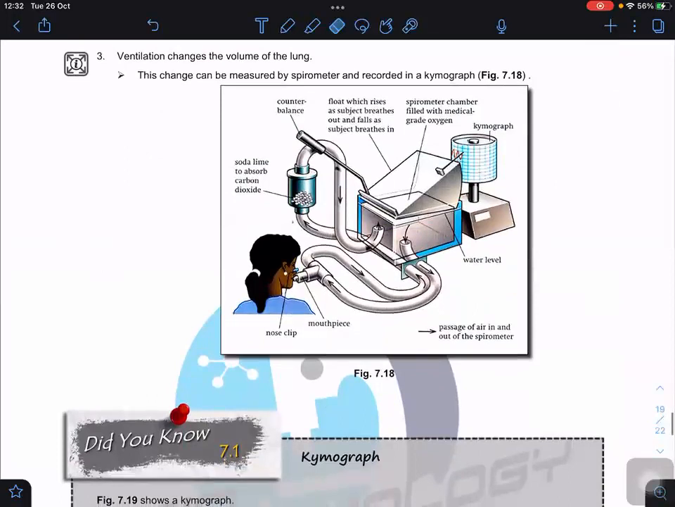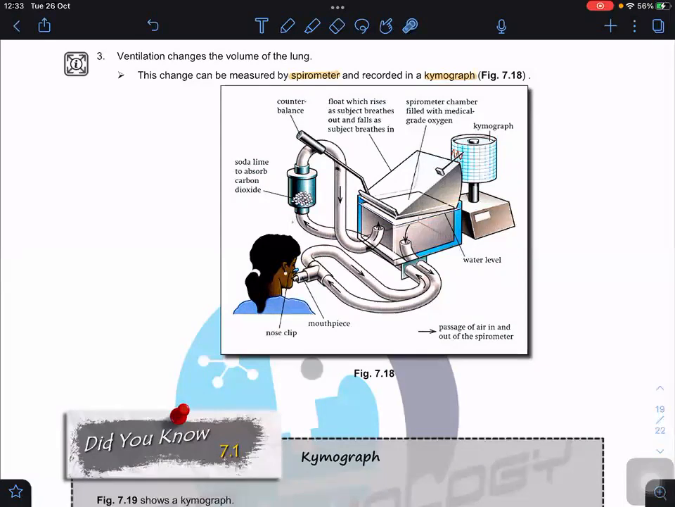So if you want to measure the ventilation change, we can use this apparatus known as the spirometer, and we can record it in what we call the kymograph. So what's a kymograph? This is the drum. This drum will rotate, it will revolve at a certain speed. Are you clear? As long as we know the distance, we can measure the time by using this kymograph. So it's something like a wave that we record.